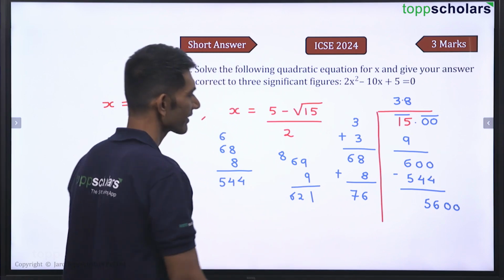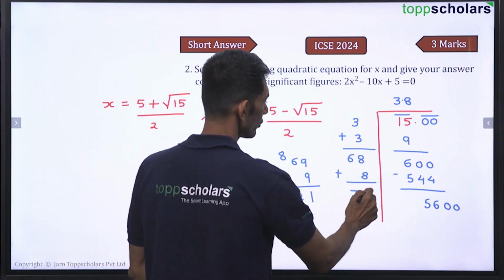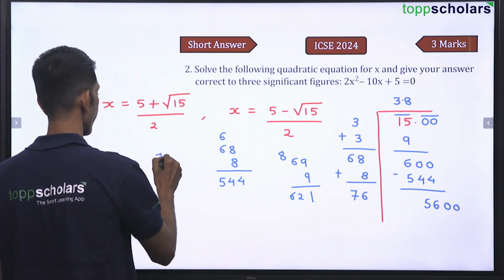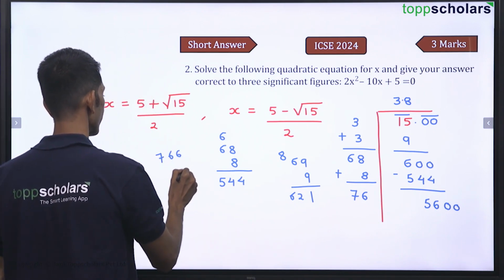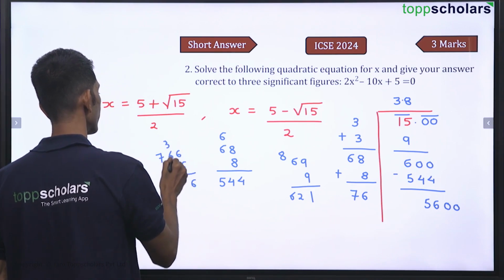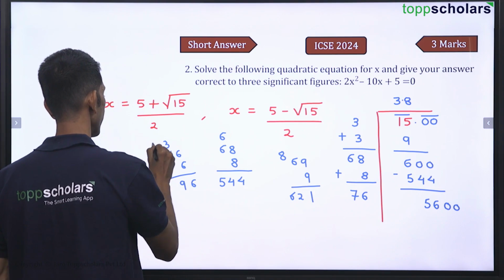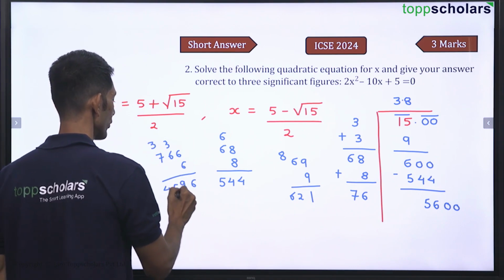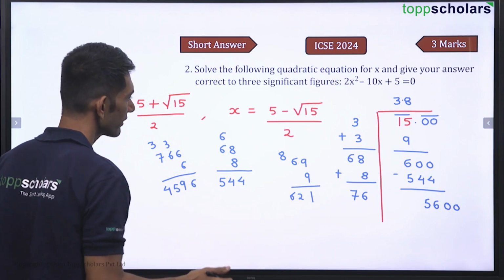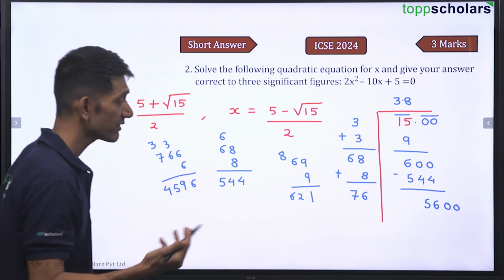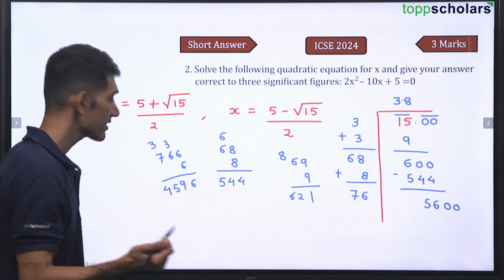Then 76, and I have to put a number here. So if I take 6 over here, 766 into 6, I mean, 6 6 are 36, carry 3, 6 6 are 36 plus 3 is 39, carry 3, 7 6 are 42, 42 plus 3 is 45. So I get 4596. I can go further. I can take 767. I can also take 768.